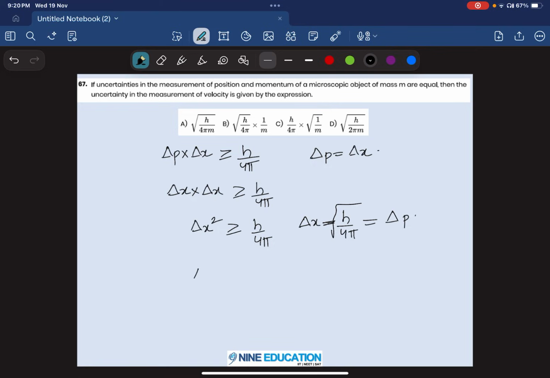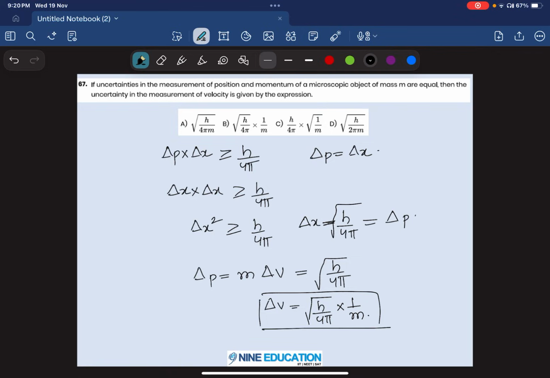We know that delta P is equal to m into delta V, and the value we got is under root h by 4 pi. So they need uncertainty in velocity. Delta V is equal to under root h by 4 pi into 1 by m. That is the uncertainty in velocity. So answer is option B.